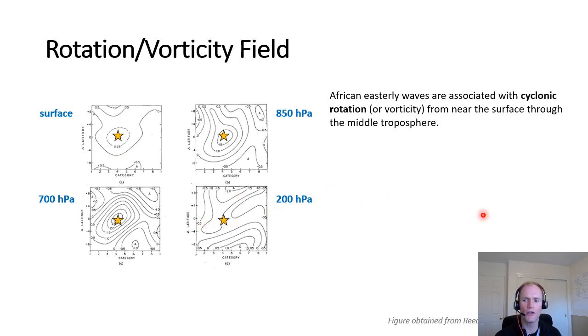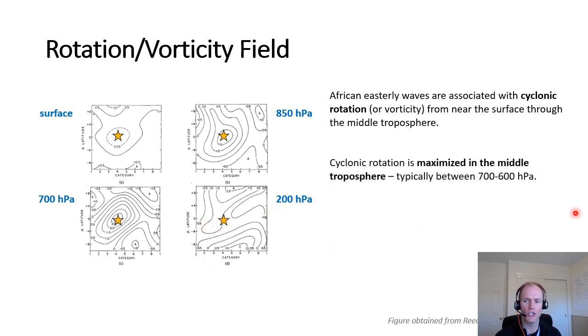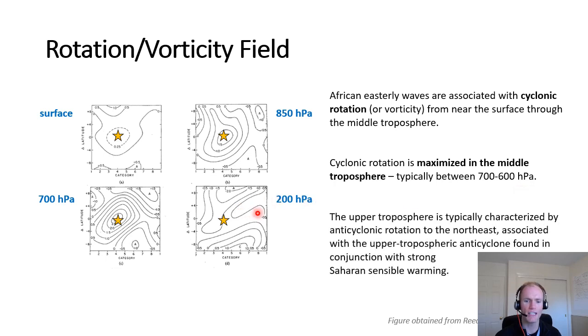But as you get to 200 hectopascals, this changes and actually becomes anticyclonic. All of these contours that we see near the wave center at 700 millibars, and to the north and to the east from there, are negative, depicting clockwise rotation or anticyclonic flow, consistent with what we saw in the wind field before. This is the anticyclone that we see in conjunction with the strong heating over the Tibetan Plateau and the Saharan Desert, in association with the Asian monsoon and the Saharan heat low, respectively.